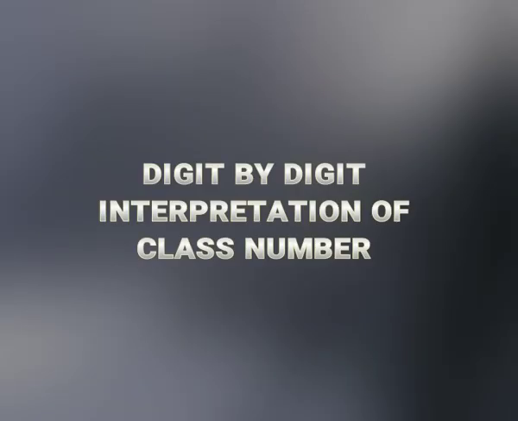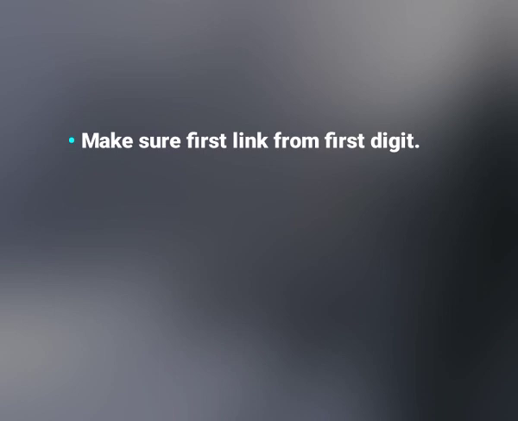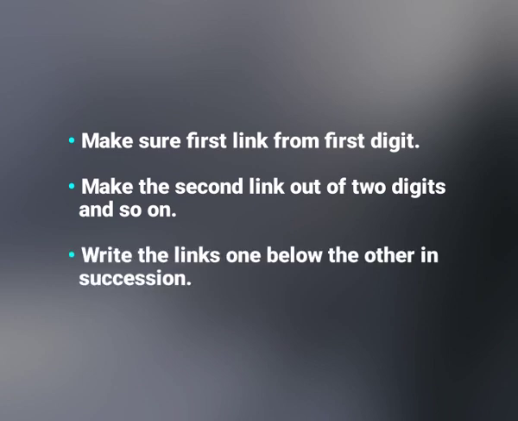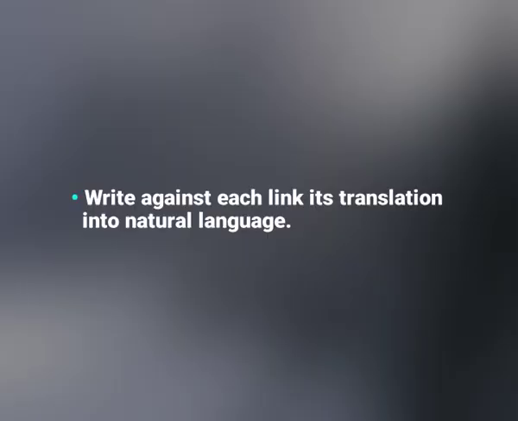First you need to understand the digit by digit interpretation of the class number when you are deriving the subject heading using the chain procedure. Make the first link from the first digit, make the second link out of the two digits, and so on. Write the links one below the other in succession. If there is a class number, you have to go link by link in succession. Write against each link its translation into natural language; that also you need to find out.